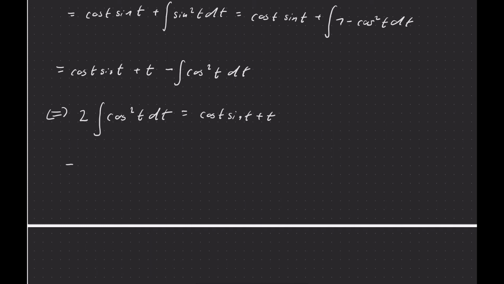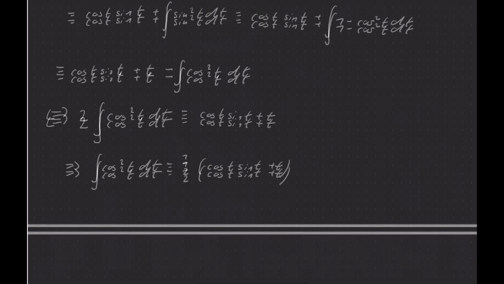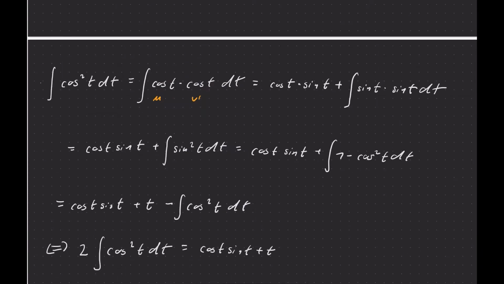So we just need to divide by 2, and what we get is that this integral of cosine squared t dt is equal to 1 over 2 times cosine t sine t plus t. And that's how we compute the integral of cosine squared. Okay, so that's the first part, the first thing we need to do.